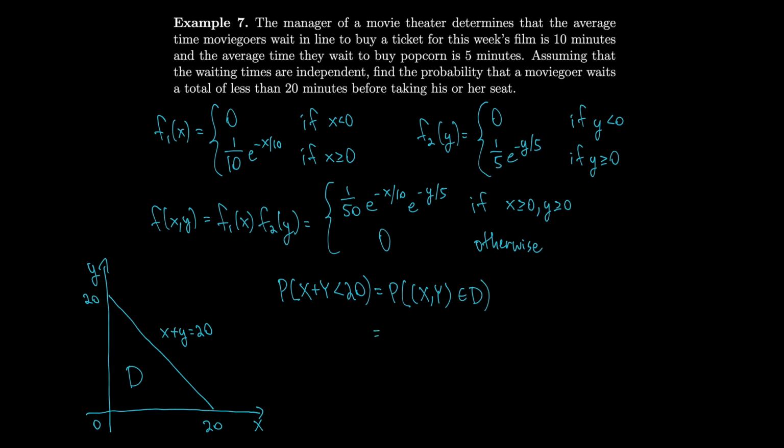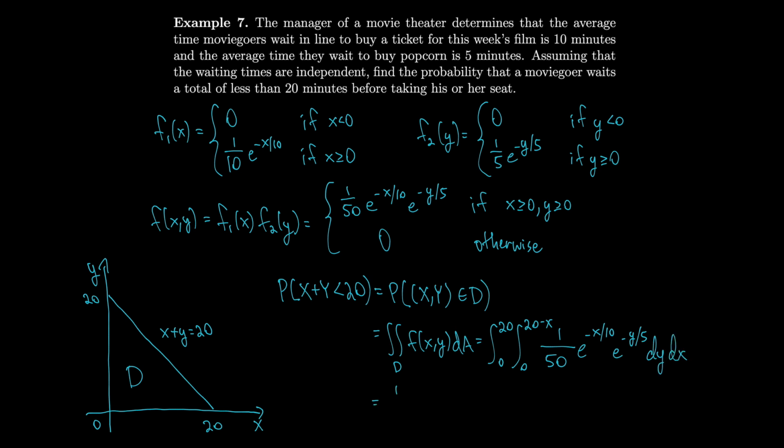So by definition, that's just the double integral over D of our joint density function. So looking at our region, it's pretty easy to make it a type 1 region. So we'll just have x go from 0 to 20, and we'll have y go from two functions of x. So the bottom would be 0, and then it goes to the top of y equals 20 minus x. So we'll go from 0 to 20 minus x for y, and we have 1 over 50 e to the minus x over 10 e to the minus y over 5 dy dx.